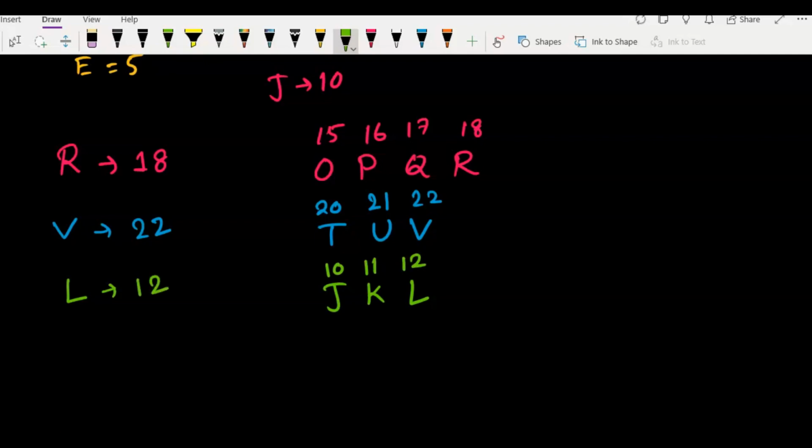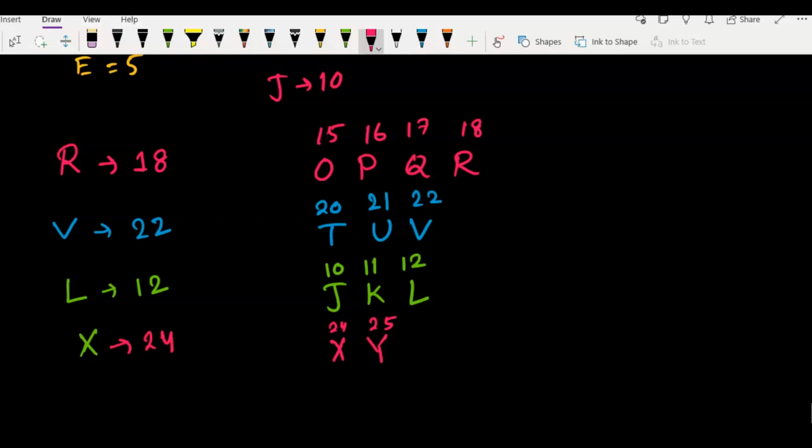L is 12. Now what is the place value of X? How will we get this? We know that X, Y. So Y is 25. So X is 24. So the place value of X is 24.